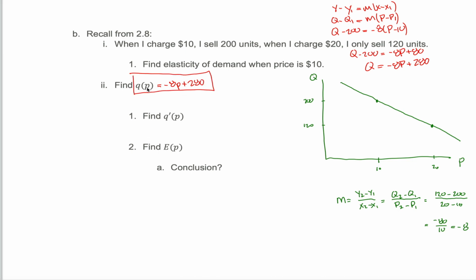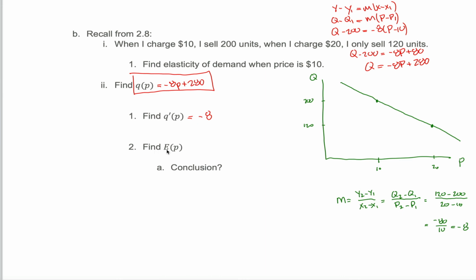Now that we know q is a function of p, we can find the derivative of q as a function of p. The derivative of this function is pretty easy to take. To take the derivative of a sum, we take the sum of the derivatives. The derivative of negative 8p is just negative 8, and the derivative of 280 is 0. So q prime of p is equal to negative 8.